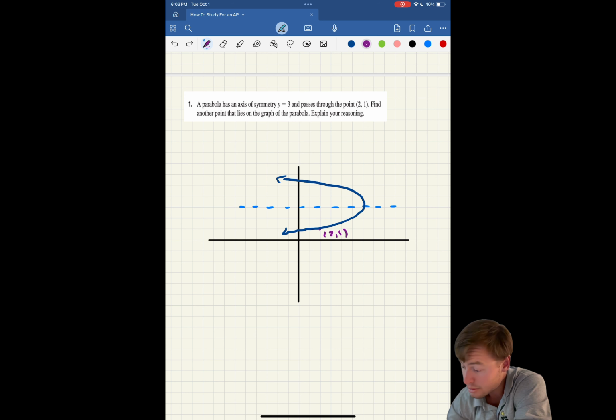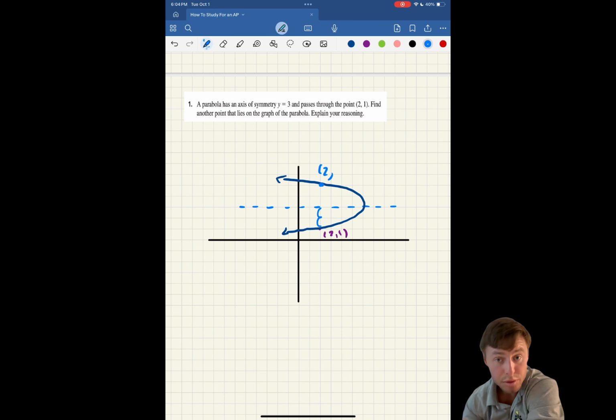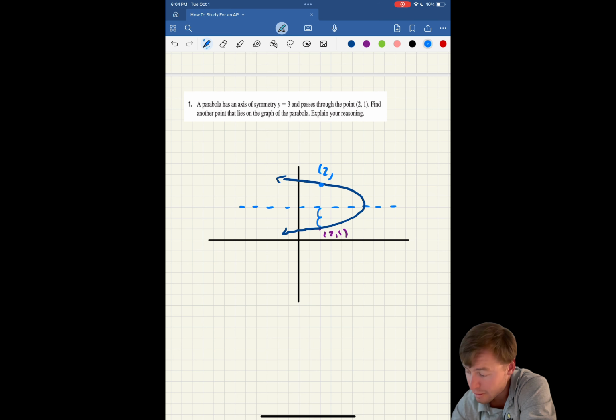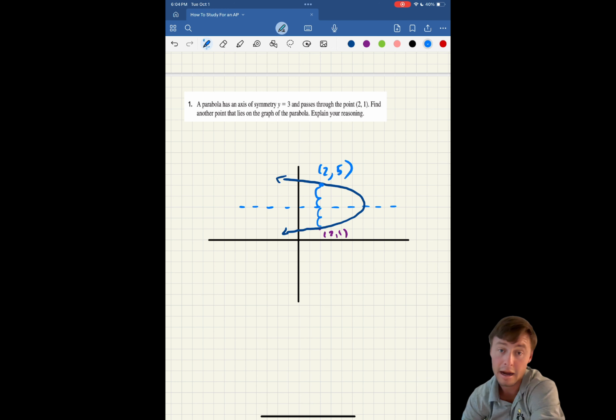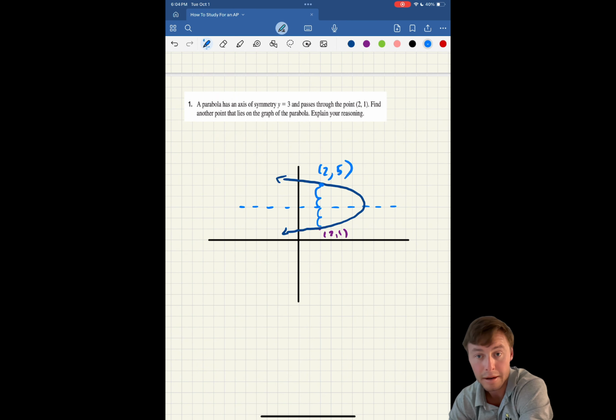Right? So directly across the axis of symmetry is the same x coordinate. So right here is going to be (2, something). And how do I figure out what that something is? Well, if from the axis of symmetry to that point it's 2 units down, then from the axis of symmetry to the next point it should be 2 units up, which would be 5. So (2, 5) also has to be on the parabola because of that symmetry.